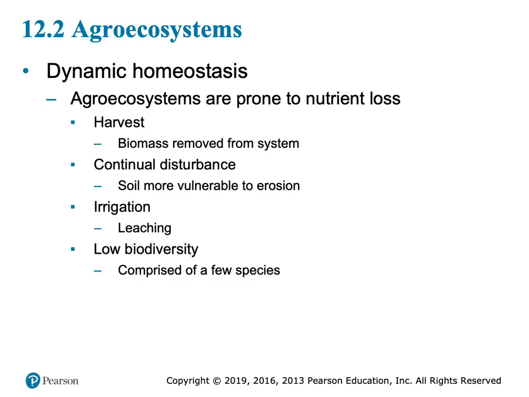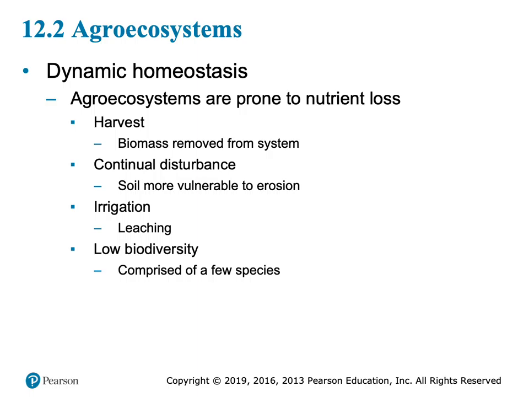And low biodiversity has to do with agroecosystems being composed of only a few species that maximize the production of the things that humans need. So this low diversity doesn't help key ecosystem functions such as nutrient retention and the efficiency of water use. And these four were your blanks under letter B, dynamic homeostasis.